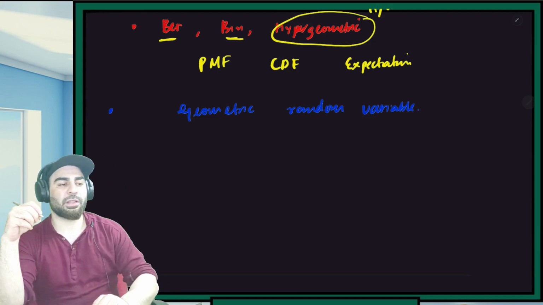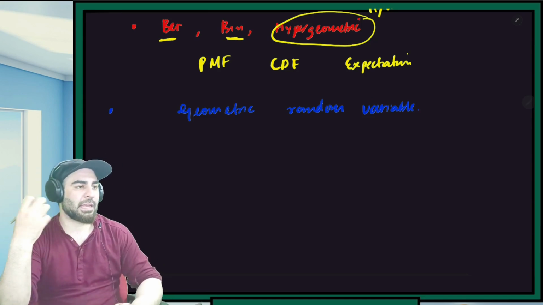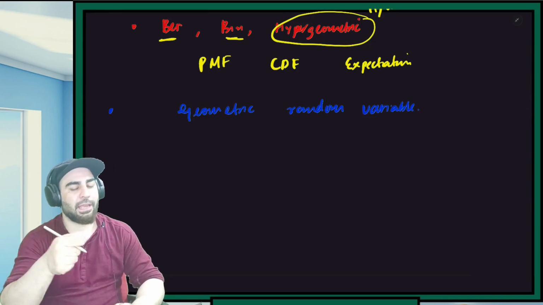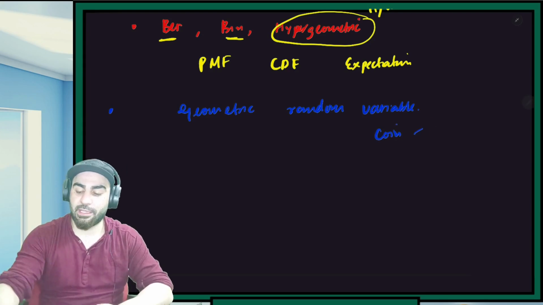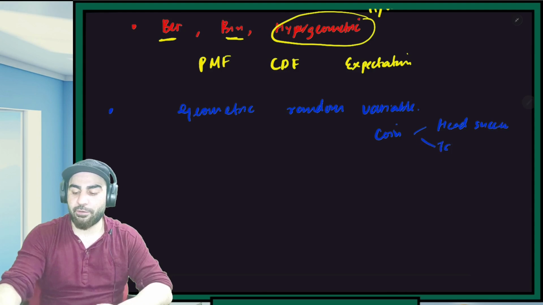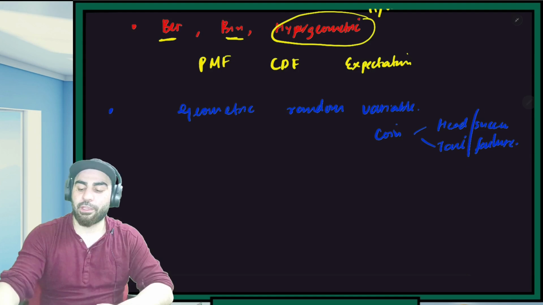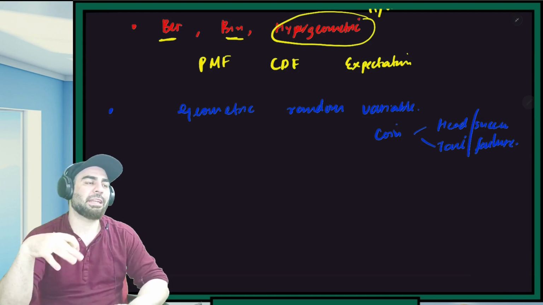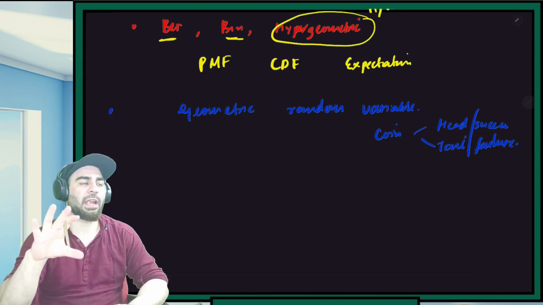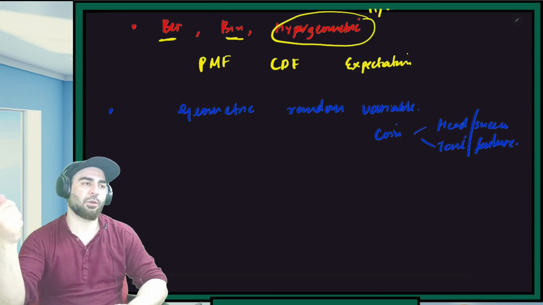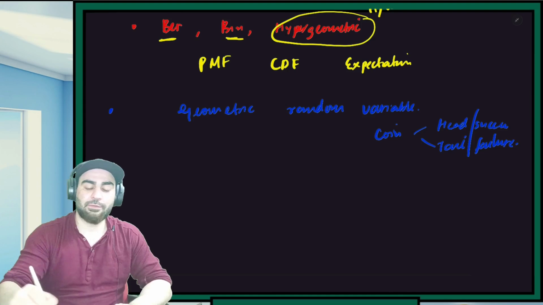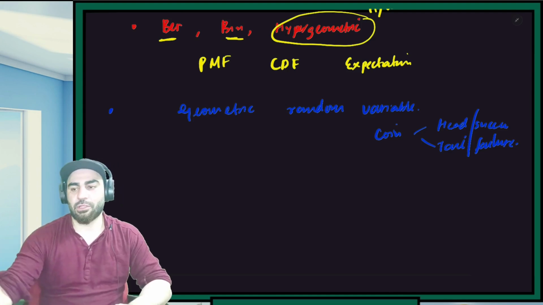So what is this geometric random variable? We have seen an experiment of that sort. Let's suppose we have a coin, and we flip this coin continuously, and we consider head to be success and tail to be a failure. If we keep on tossing this coin till one head appears, we'll stop only if one head appears. That means till we don't see a success, we will keep on tossing the coin. So this will form a geometric random variable.